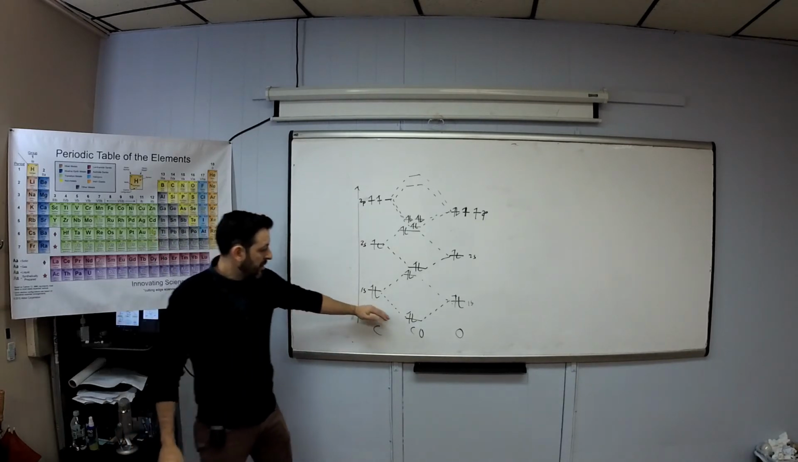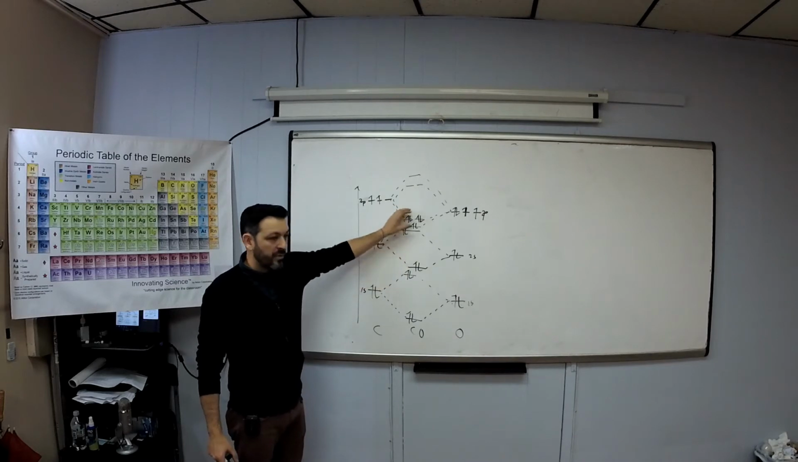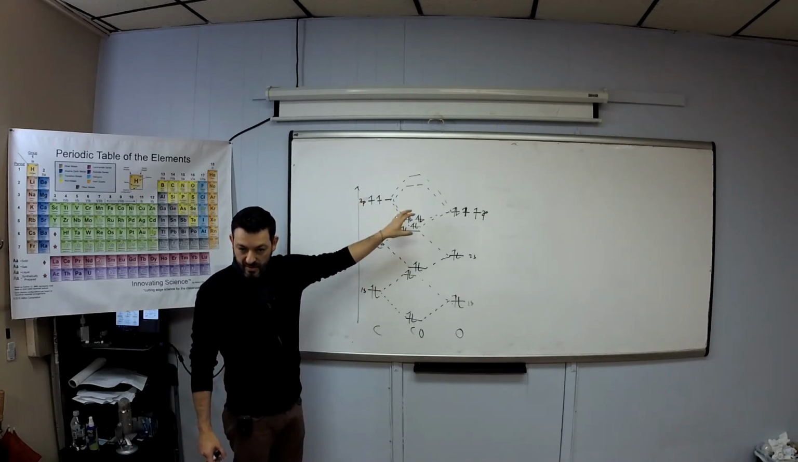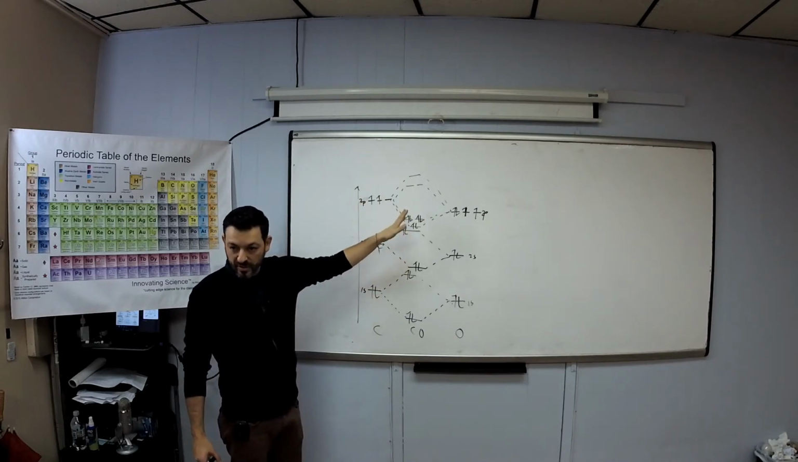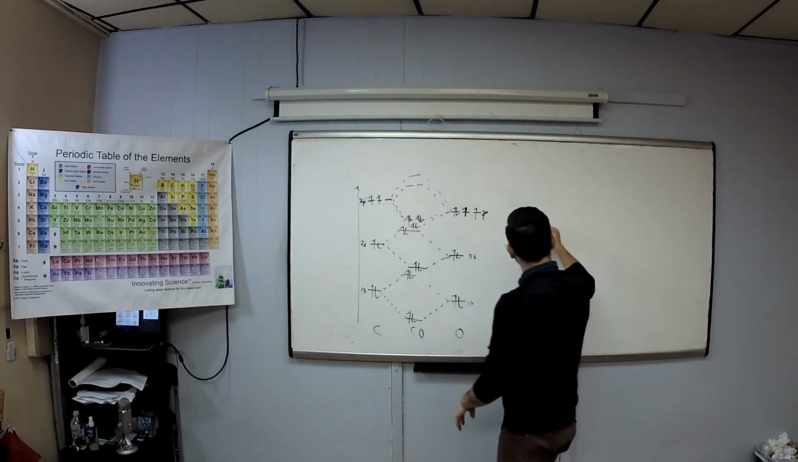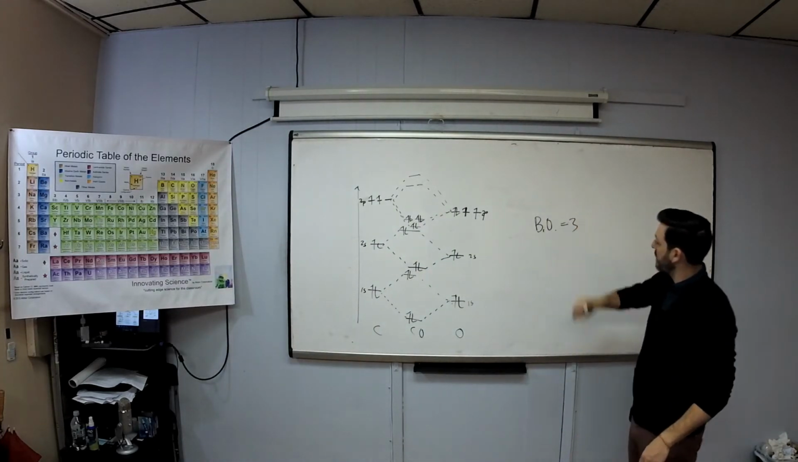So what's the bond order here? This gets canceled, and 3 bonds don't get canceled. Do you see that's 3 bonds? You see it has electron pair 3. So the bond order is 3.